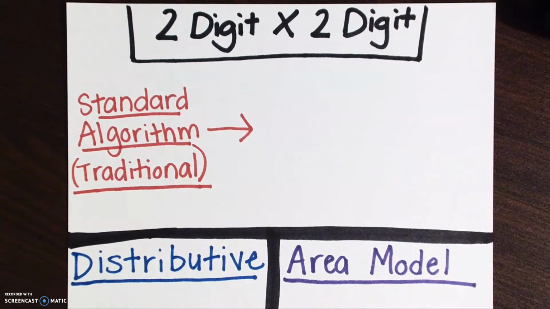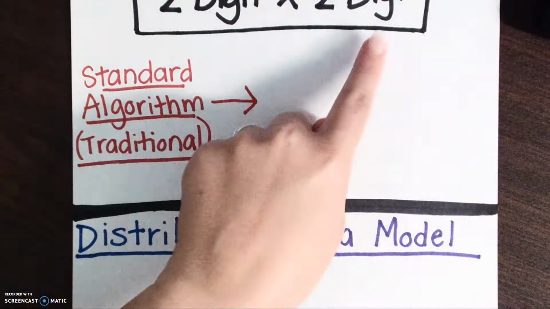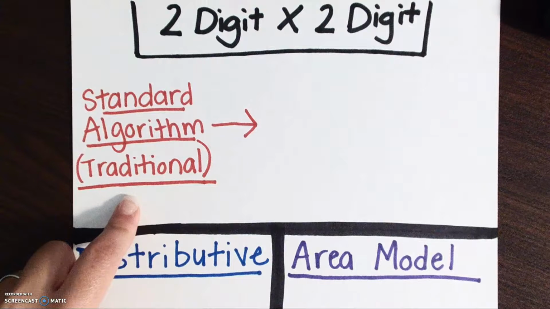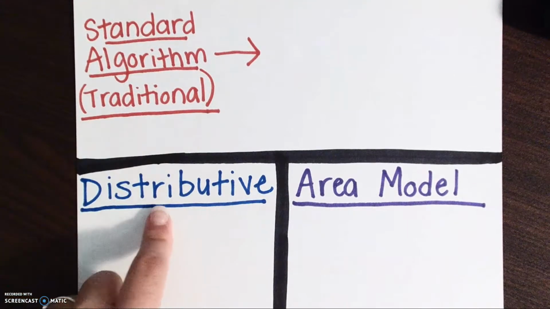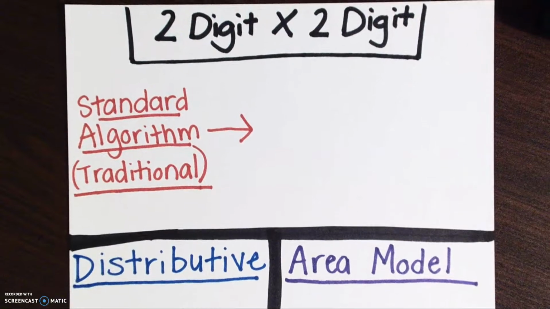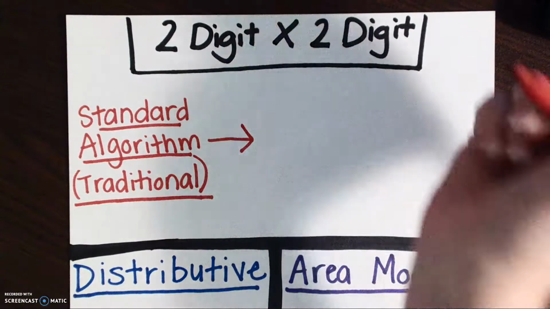All right, boys and girls, this is Miss Suber, and I am here to do a 2-digit times 2-digit refresher video for you. In this video, we're going to refresh our minds on how to multiply a 2-digit by a 2-digit number using our traditional way of multiplying, the standard algorithm way, the distributive way, and the area model way. So we're going to get started with the standard algorithm, the traditional way. If you need a refresher, just watch this video all the way through.